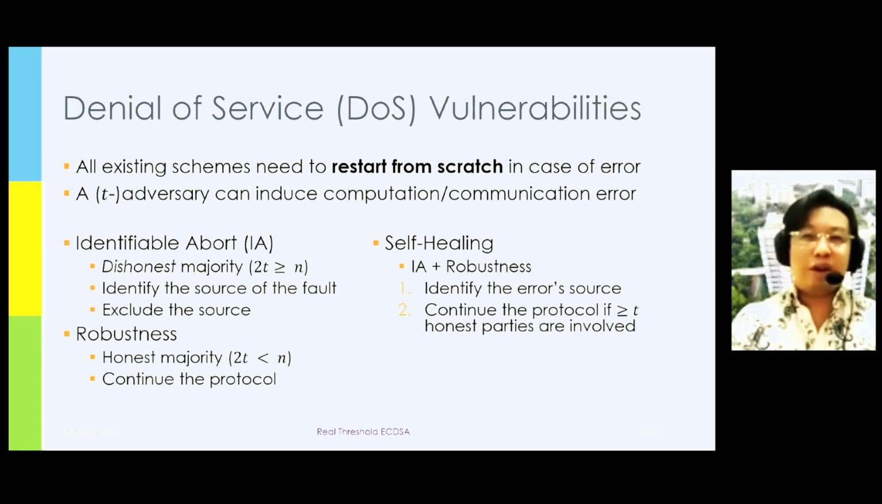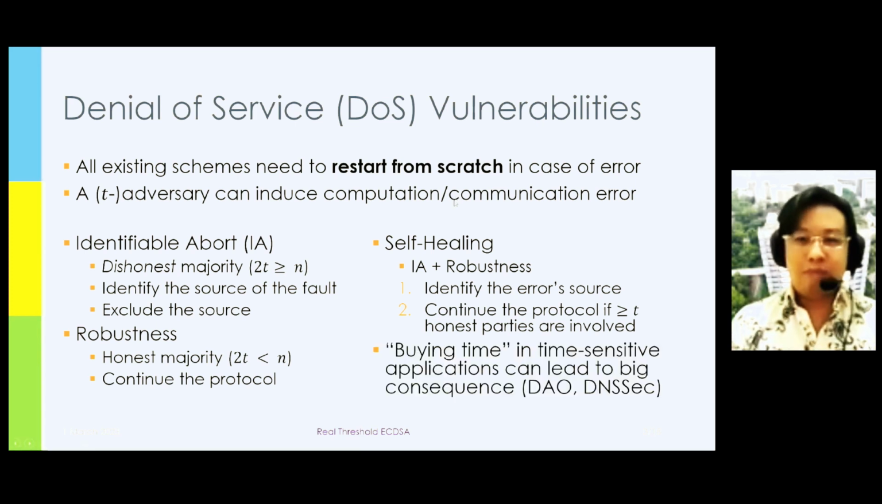You may think that DoS vulnerability may not be that serious, but on the other hand, because we are talking about decentralized applications, this kind of error may be easier to induce. And in time-critical applications, buying time can lead to big consequences. For example, in a DAO application, the decision-making process is delayed, or in DNSSEC, there can be DNS poisoning going on if the signature is not issued on time.